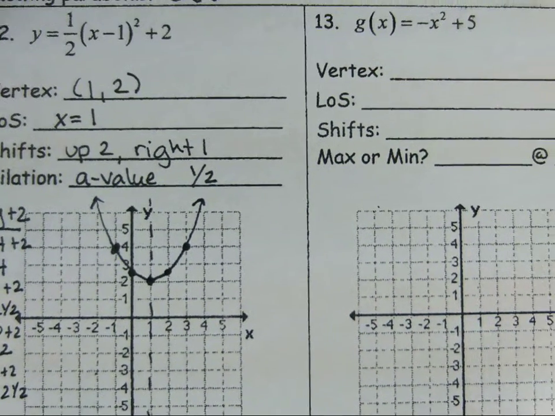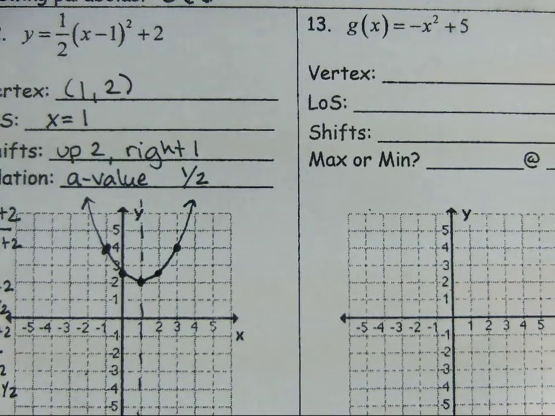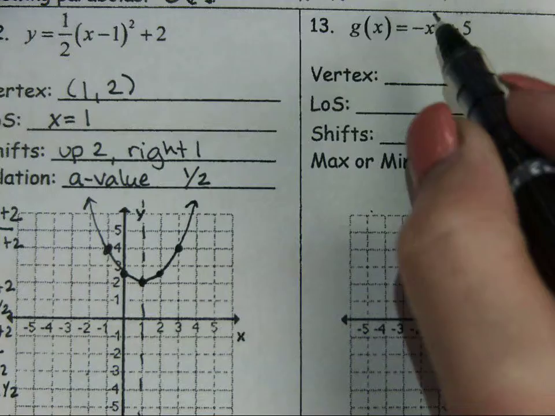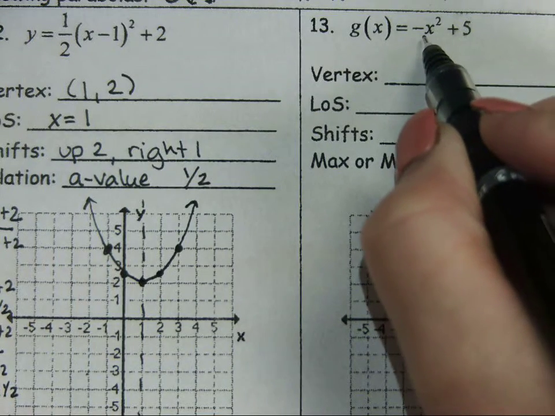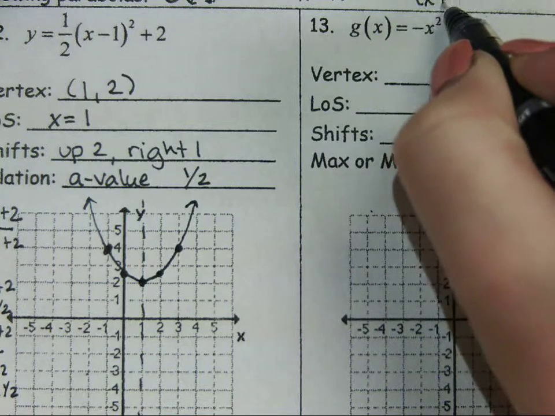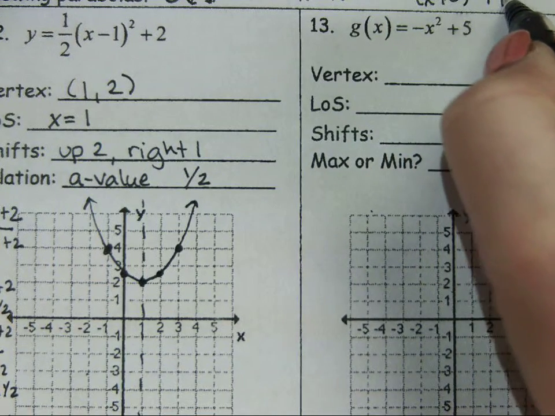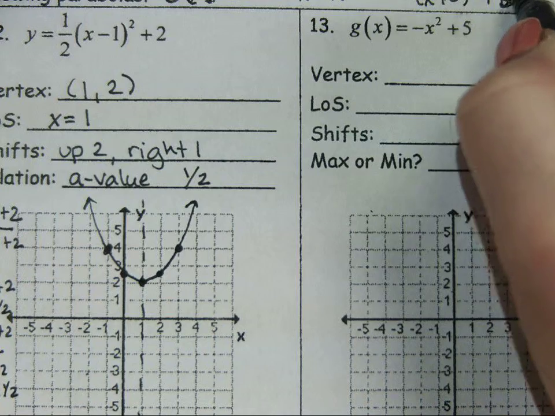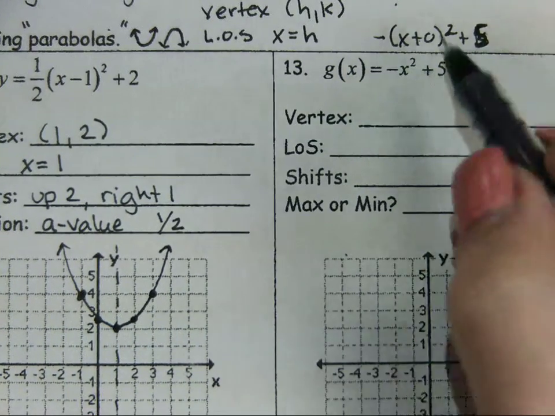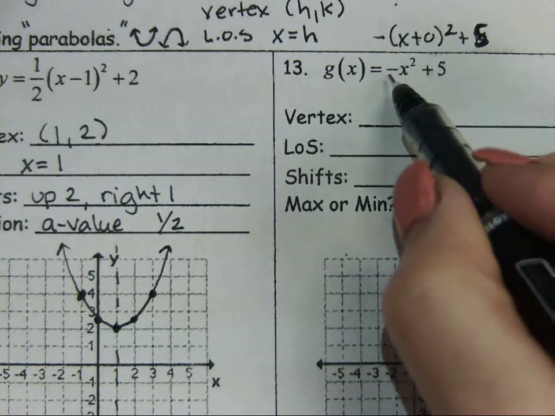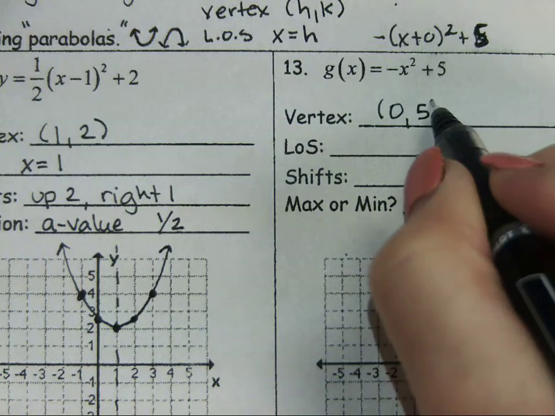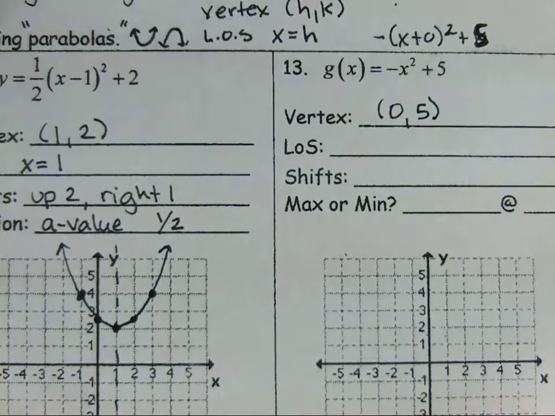All right, so both of those were parabolas opening up. So this parabola opens down. However, that does not change the vertex. Even though there's no parentheses here, that's the same thing as if I wrote a negative (x plus 0) squared plus 5. So if there's no parentheses, that just means you don't have a left or right shift. Your vertex is going to be at (0, 5) because this is just shifting up.